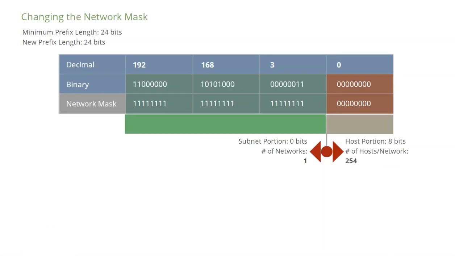Move the slider on the interactive visual on screen to see how changing the size of the mask impacts the number of networks and the number of hosts possible in each network. Click Continue when you are ready to move on.